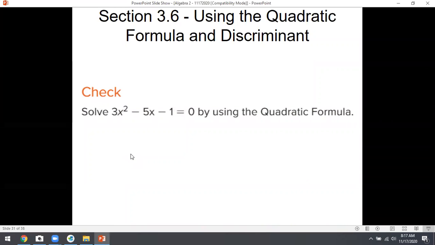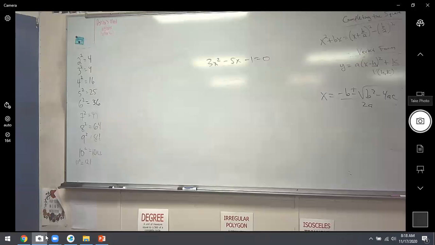Let's try another one. Here's this one. Write this one down. Let's try it out. Got to complete some squares. All right, so write it down right off the bat. You should be thinking a is 3, b is negative 5, and c is negative 1. Their signs do matter. So here we go.